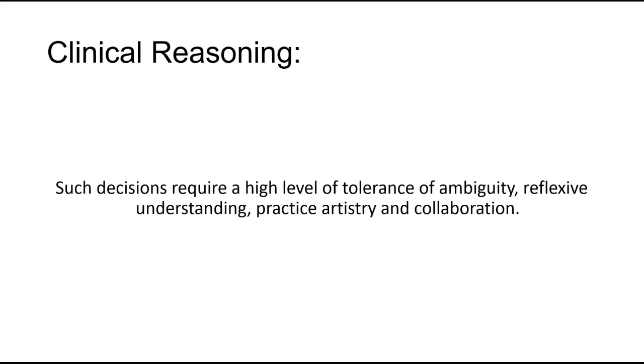So such decisions require a high level of tolerance of ambiguity, reflexive understanding, practice artistry, and collaboration. So let's think about this. High level of tolerance of ambiguity. What does that mean? If something is ambiguous, what do we say that is? Does that mean it's very informative? Or does it mean it's wide open and open to conjecture and interpretation?